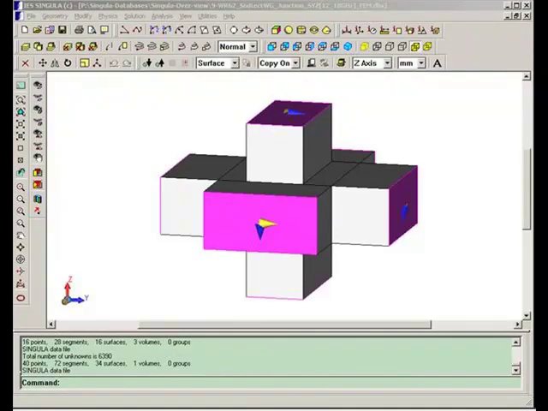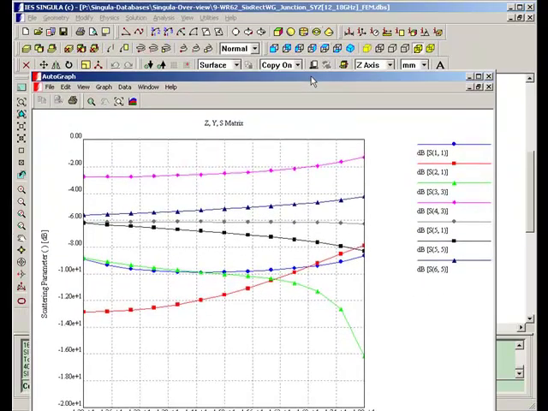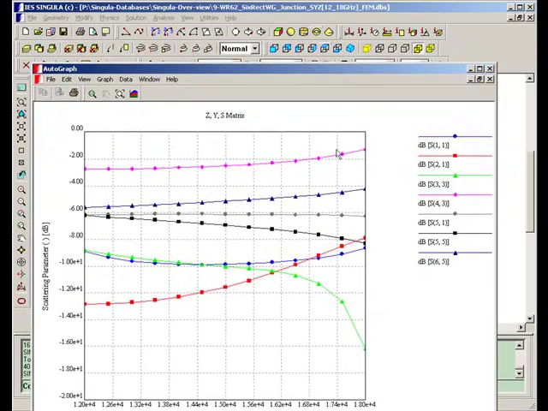Next microwave component considered, a 6-port magic T. The scattering parameters of this device are given here. The program produces a 6x6 matrix. Out of this, we have considered a few components, which are plotted as a function of frequency.